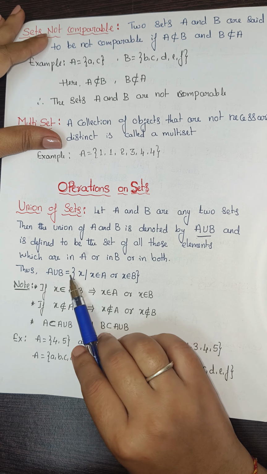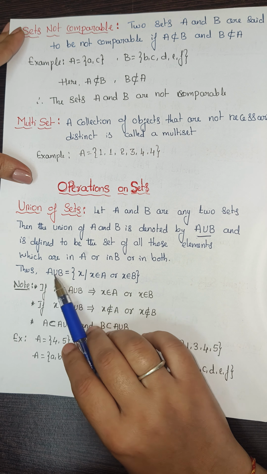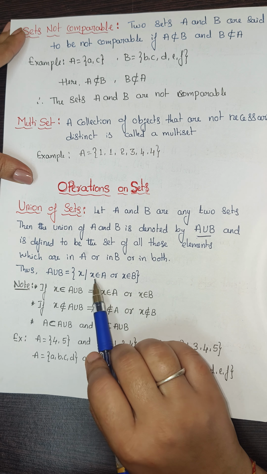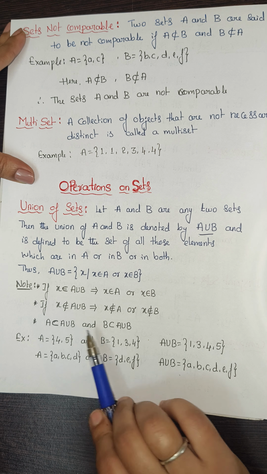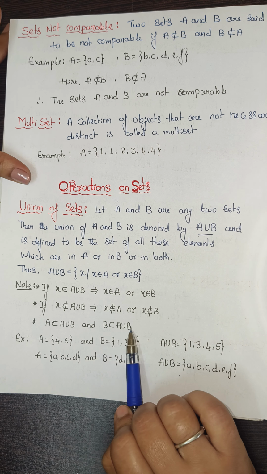Okay, thus A union B means X belongs to A union B, such that X belongs to A or X belongs to B. And some conditions they have given here. X belongs to A union B means X should compulsorily belong to A, otherwise it belongs to B. X does not belong to A union B means it will not belong to A and B also. A is a subset of A union B and B is also a subset of A union B.